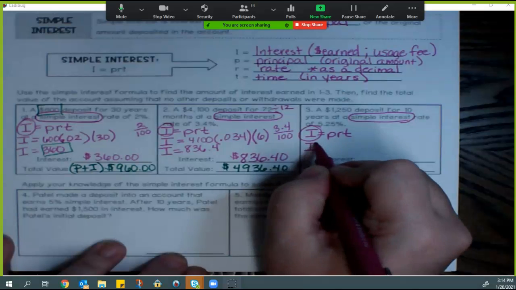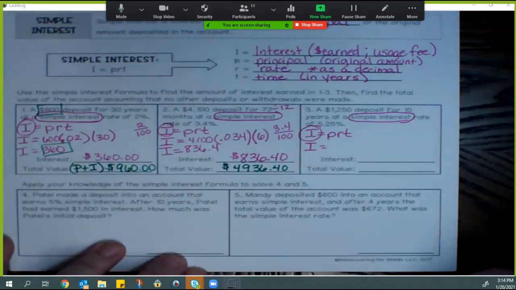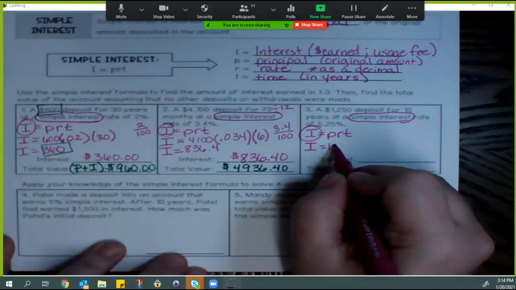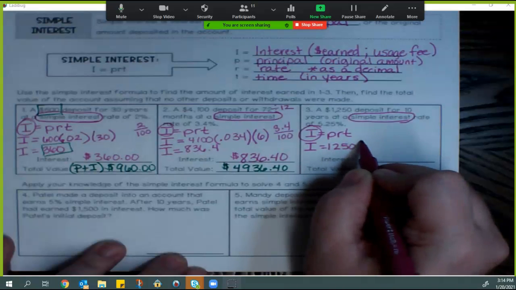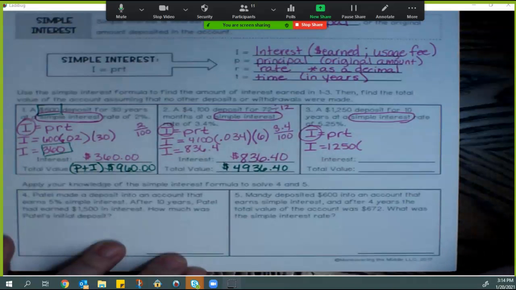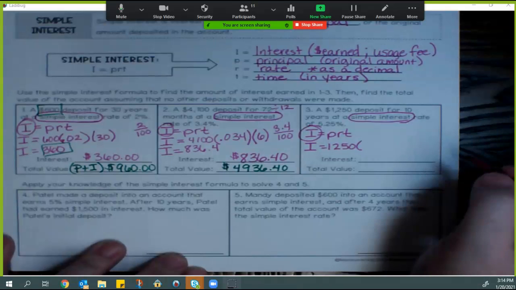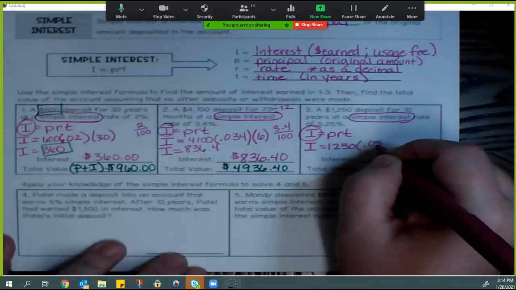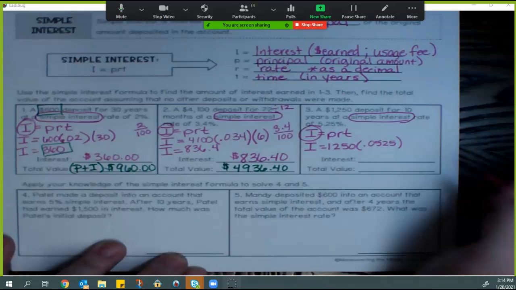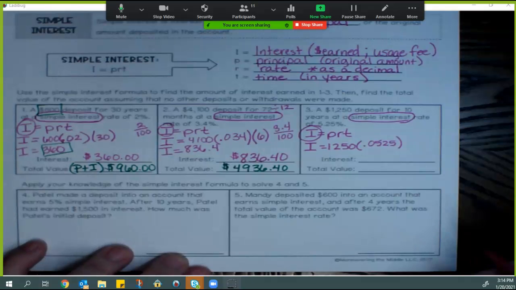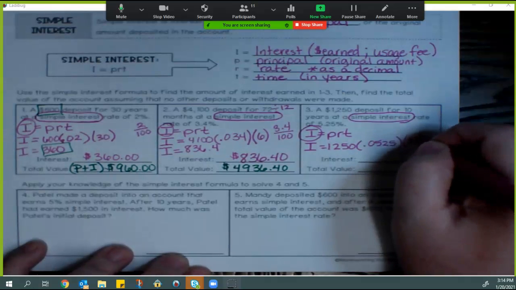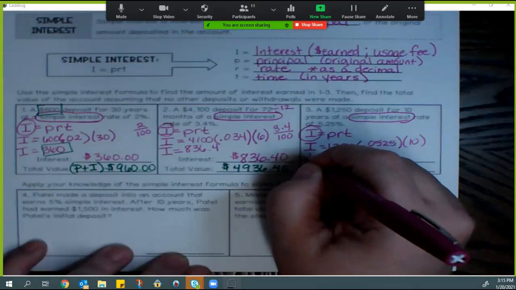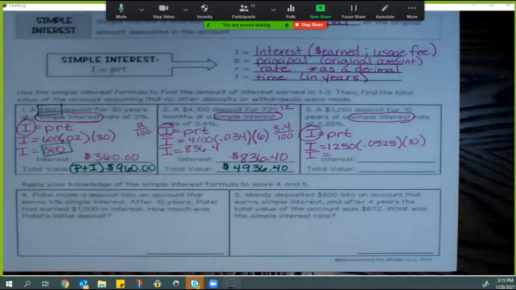So I equals, what is the principal? How much did we start with? Good, 1,250 times my interest rate as a decimal, 0.0525. And then how many years? 10 years. So I is equal to?